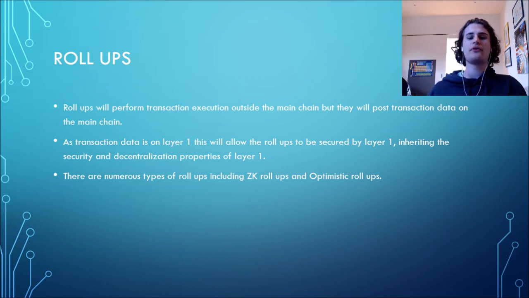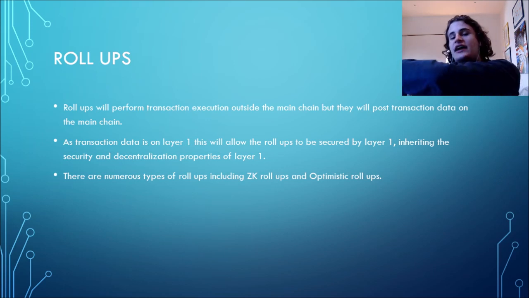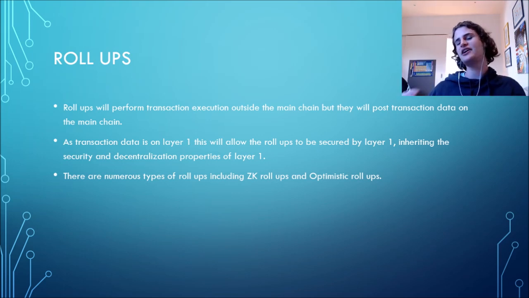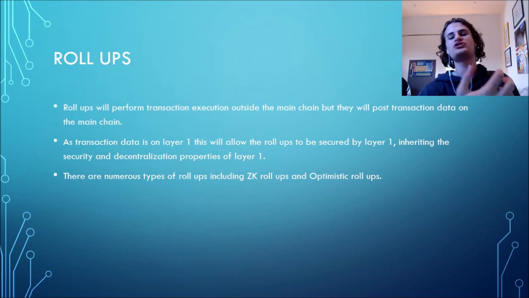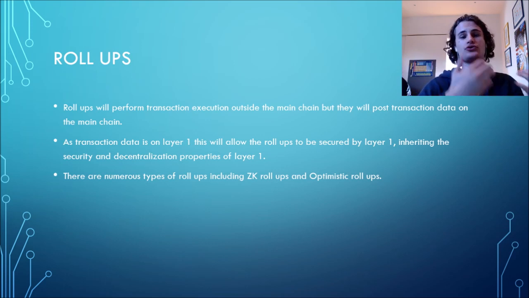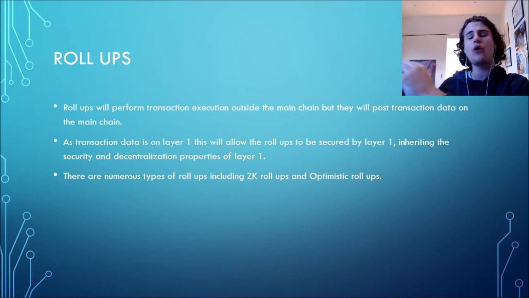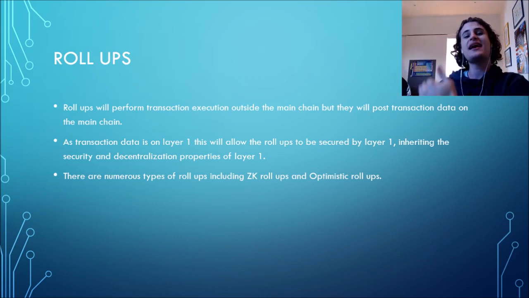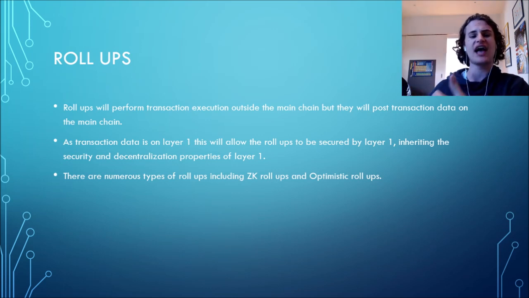Rollups will perform transaction execution outside the main chain, so they will do a lot of the computation whenever transactions are made off-chain. The computation will be taken off the Ethereum 2.0 chain, however, they will then post the transaction data back onto the main chain. So all rollups are saying is that they're doing a little bit of computation off-chain to mean there's a lot less stress on the Ethereum network, which should mean it's more scalable.